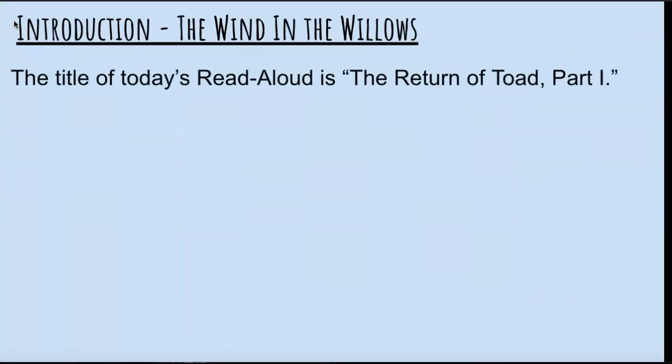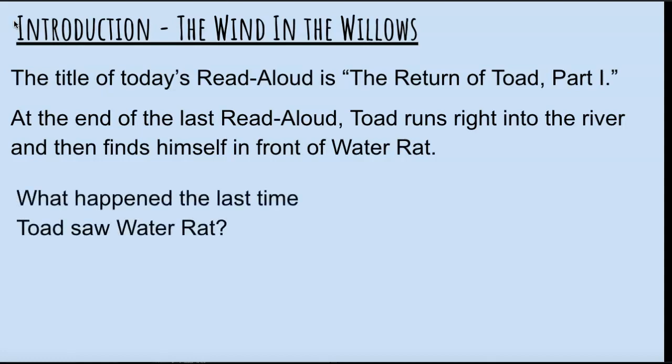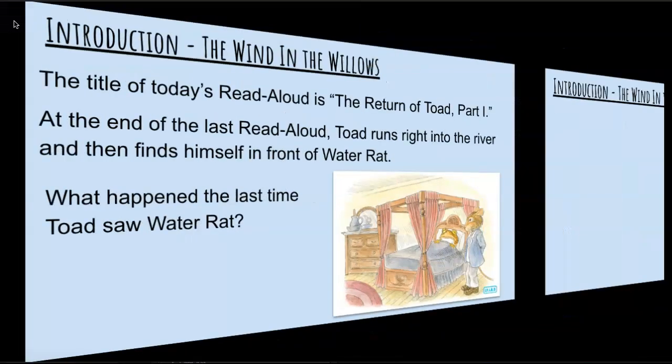The title of today's read aloud is The Return of Toad, Part 1. At the end of the last read aloud, Toad runs right into the river and then finds himself in front of Water Rat. What happened the last time Toad saw Water Rat? Toad tricked him and escaped out of the house, didn't he?